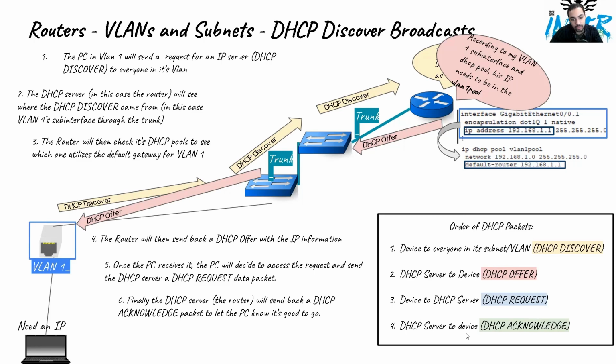Finally, the DHCP server agrees and sends back a DHCP acknowledge to the host device, being the laptop in this case, letting it know that everything's all good. The IP has been reserved. No one else can use that IP except for that laptop.